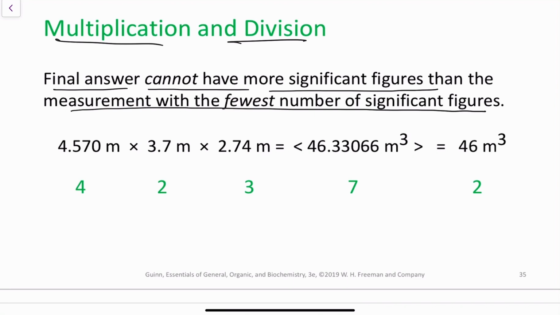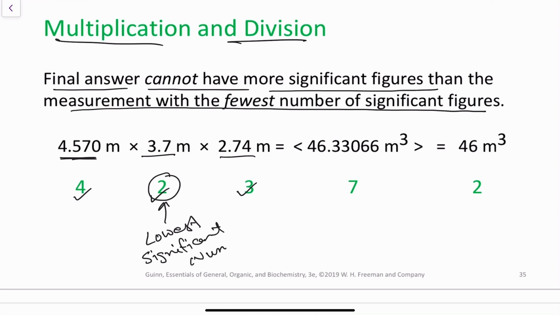For example, you are multiplying these three numbers: 4.570 meter, 3.7 meter, 2.74 meter. How many significant figures do you have in the first number? 4. How many in the second? 2. And the third? 3. Which one is the lowest number of significant figures? This is the lowest in your original numbers.